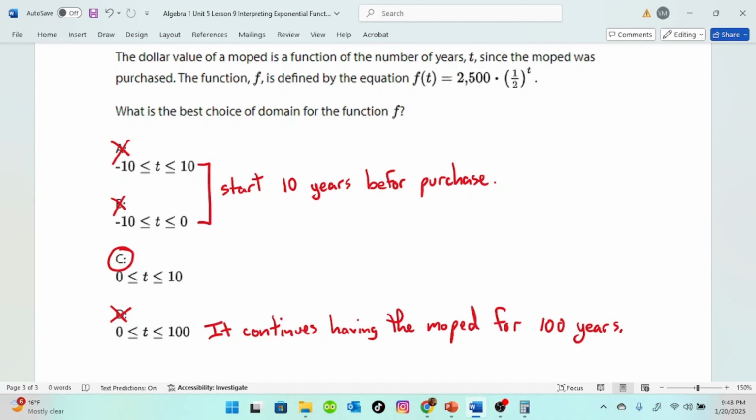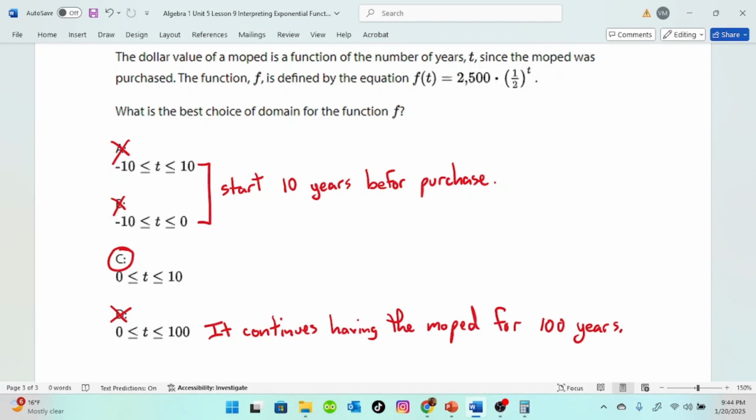So as we continue going deeper and deeper into math, you have to start thinking more critically about the difference between what is mathematically correct and what is logically and realistically correct in the situation you are being given. If you have any questions about any of the practice problems we've worked on in this lesson, please leave a comment below and I will get back to you.